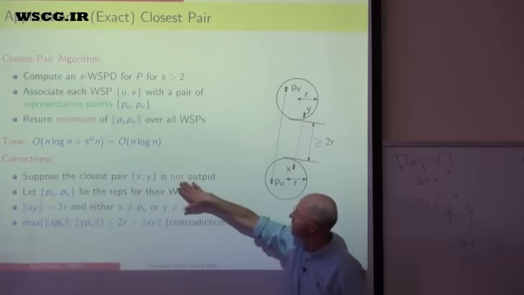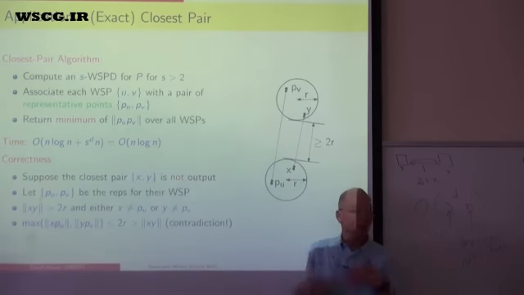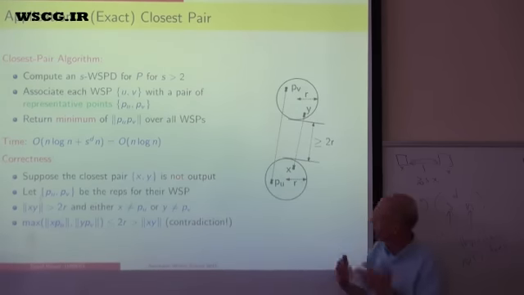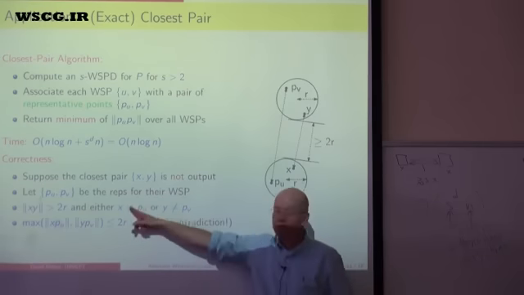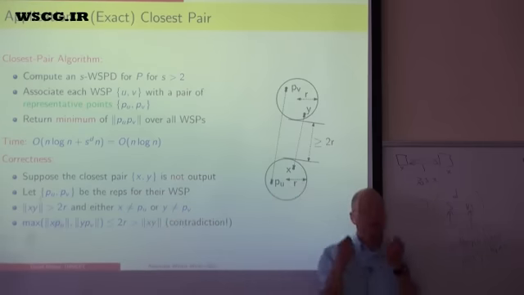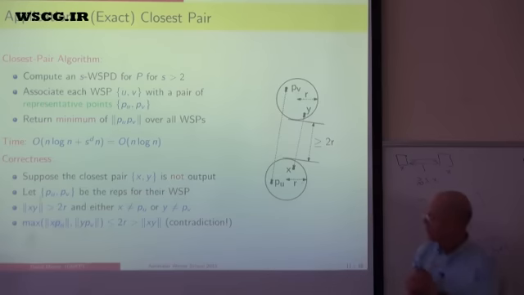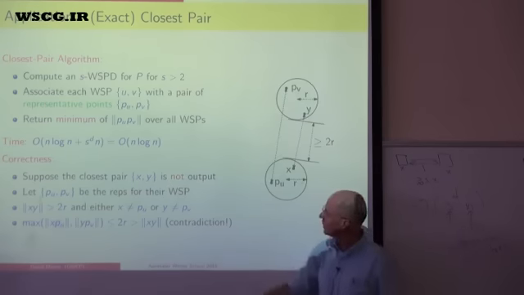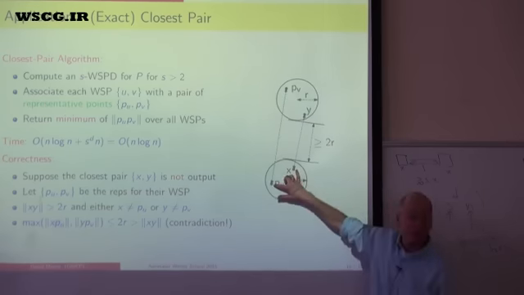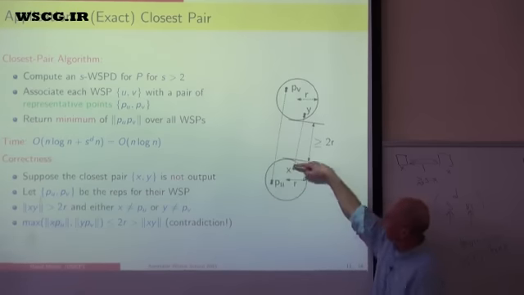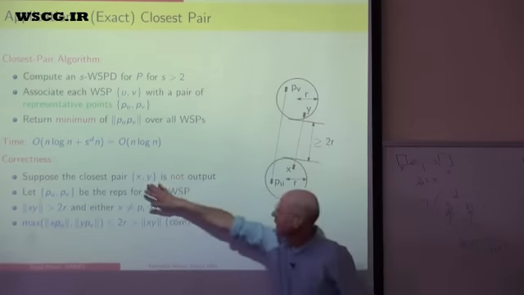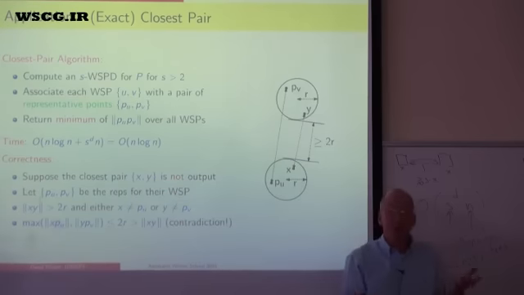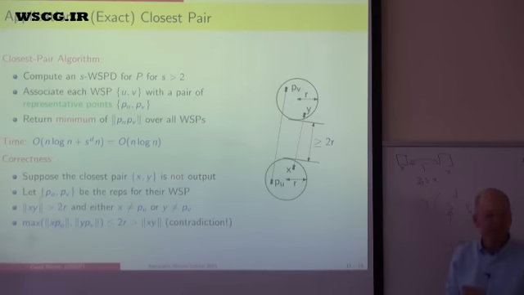But the hypothesis here was I did not output xy. In other words, I made a mistake in the output. So therefore, I can conclude that x and y cannot both be the representatives. Since one of the points cannot be the representative, take the one that is not the representative and look at that pair of points. The claim is these are closer together than these. But then again, my hypothesis was that xy was the closest pair. So that's a contradiction. Okay?